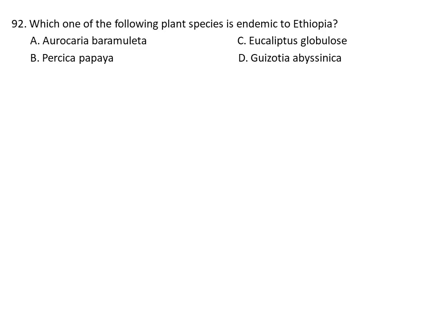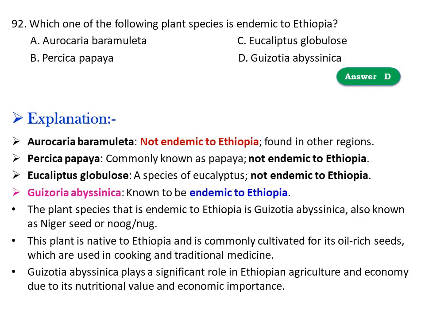Question number 92. Which of the following plant species is endemic to Ethiopia? So the answer will be D, Guizotia abyssinica. When we look at them one by one, the first is not endemic to Ethiopia, and Persea americana is also not endemic to Ethiopia. Eucalyptus globulus is also not endemic to Ethiopia, but Guizotia abyssinica is endemic to Ethiopia.